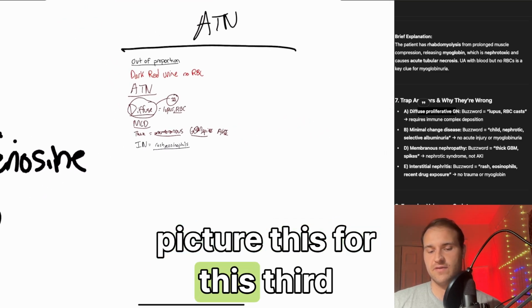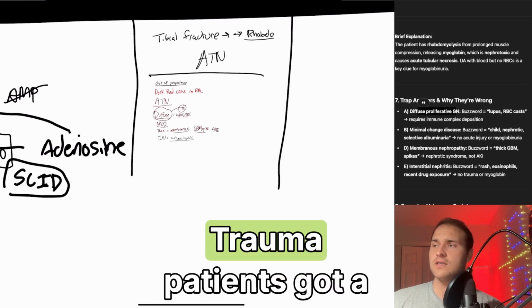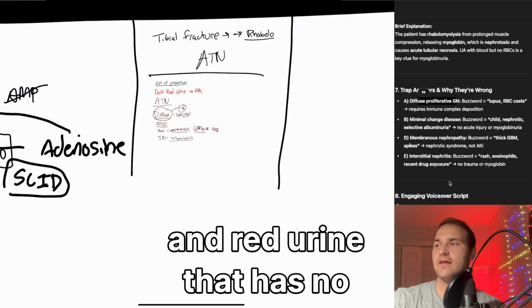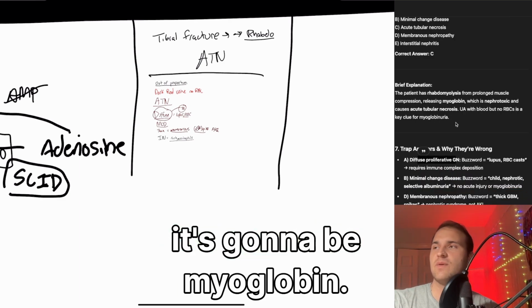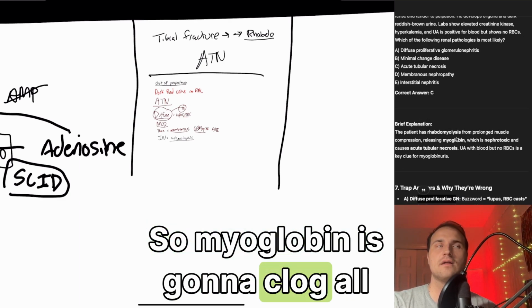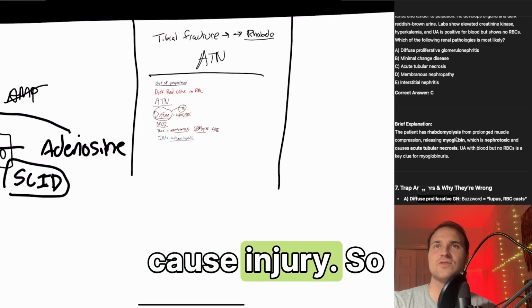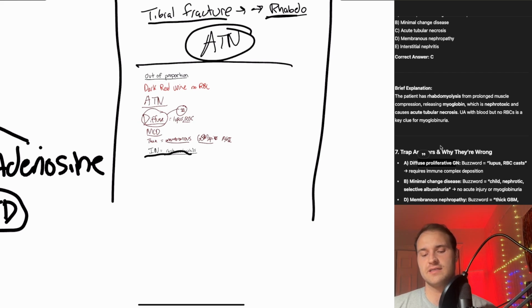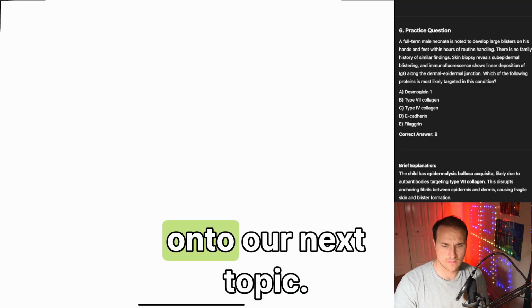Picture this for this third concept that I need you to nail down. Trauma patient's got a fractured leg, intense pain, and red urine that has no erythrocytes. It's going to be myoglobin. So myoglobin is going to clog all the tubes up and it's going to cause injury. So if you see a crush injury, tibial fracture, rhabdomyolysis, ATN, that's what you should be thinking of. Interstitial nephritis, more of the rash. Third concept down. On to our next topic.